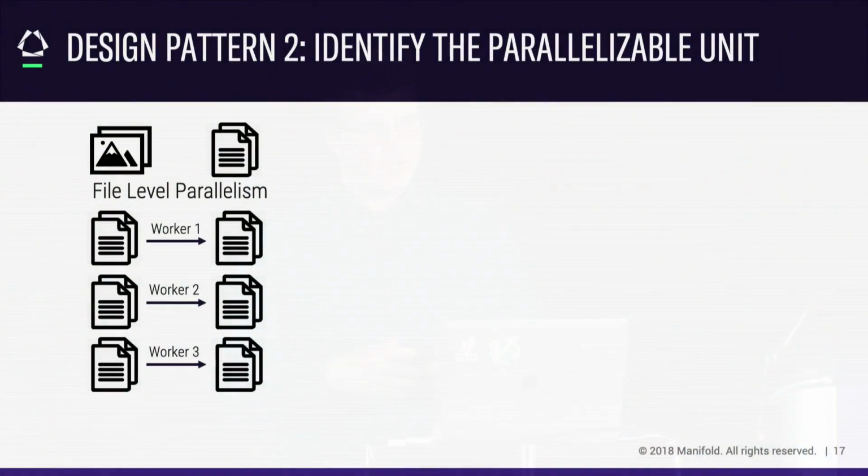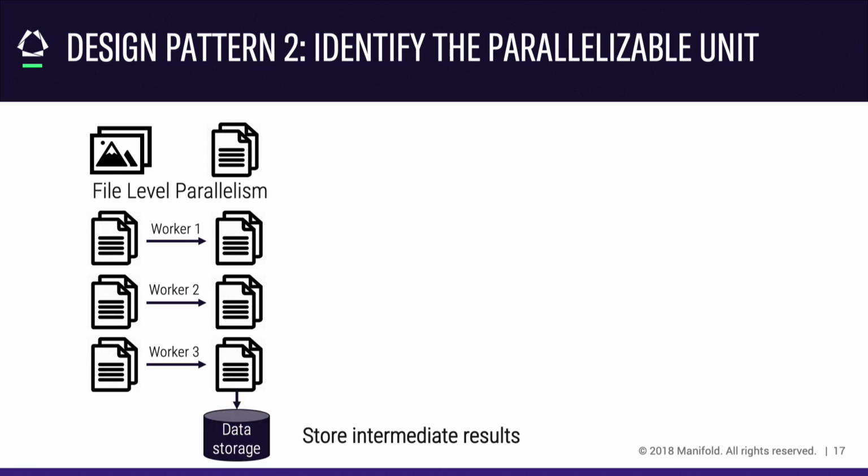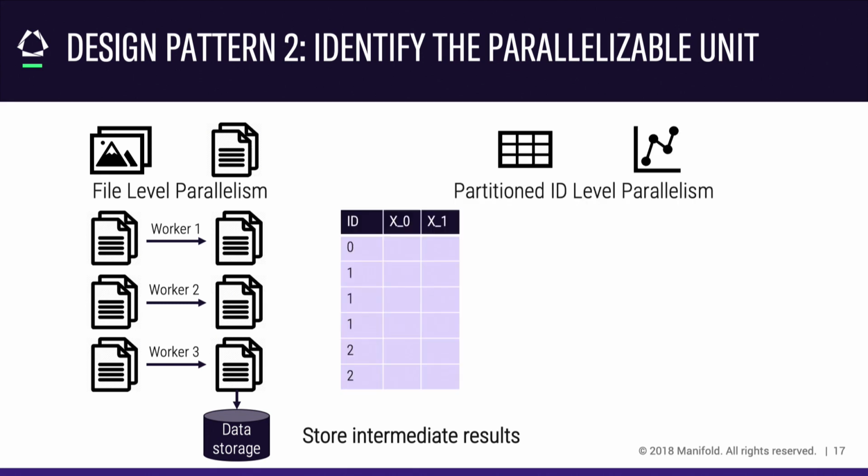So our second design pattern is to identify the parallelizable unit of work. In our pre-processing step, this was quite natural. We had JSON files already laid out, and we could pre-process each JSON file in parallel, reading them in and writing them out to intermediate storage. But there are other use cases in tabular and time series data where we may need to think a little bit more critically about how to identify the appropriate parallelizable unit.